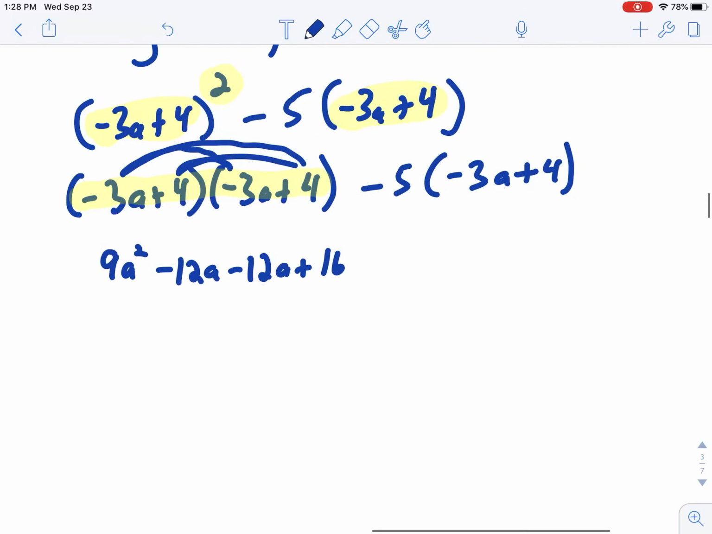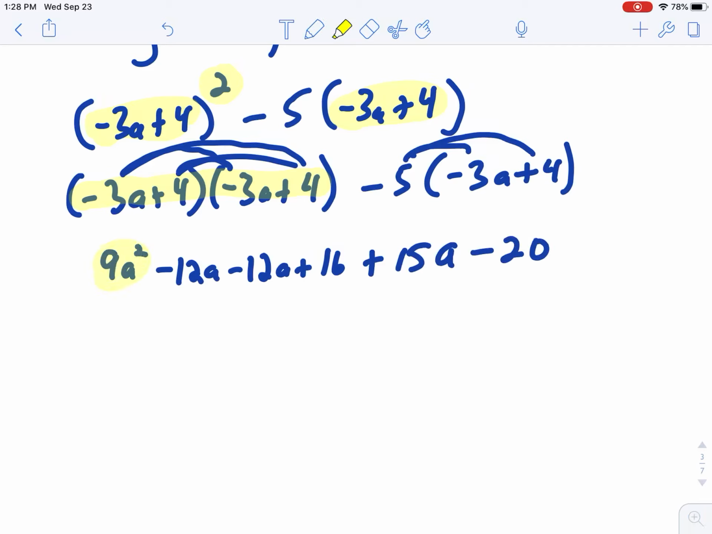And then in the next set of parentheses, I don't FOIL, I just distribute. So negative 5 times negative 3 is plus 15a minus 20. Now I combine like terms. 9a squared has no like term. Minus 12a is negative 24a plus 15a.